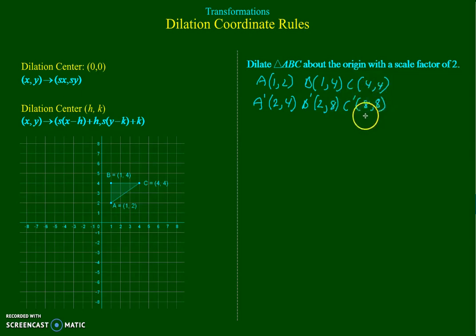All right. So now we're going to plot those on this graph. And here we have our new figure, A prime, B prime, C prime. It's clearly a dilation. If we were to draw segments from these points through the origin, we would have a segment going through all these points, showing the vanishing point idea through the center of dilation.